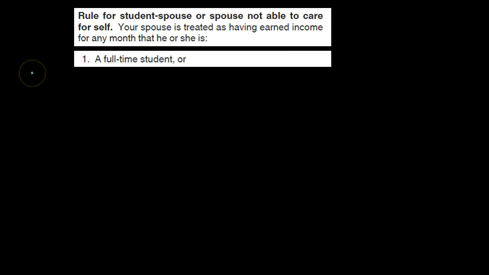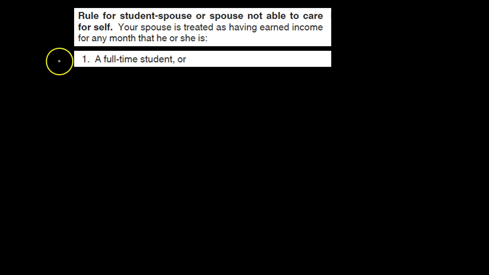Your spouse is treated as having earned income for any month that he or she is a full-time student. So here we have some exceptions. Now we're thinking, what if we have a married couple and one of them is going to school full-time? Then you would still need to pay for the child care. Wouldn't that qualify for it?